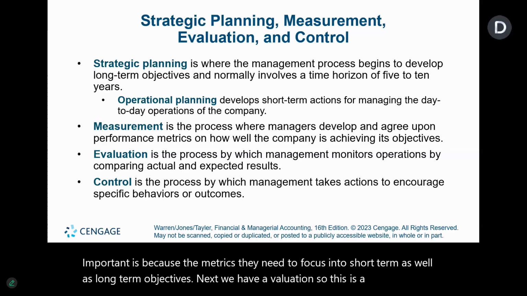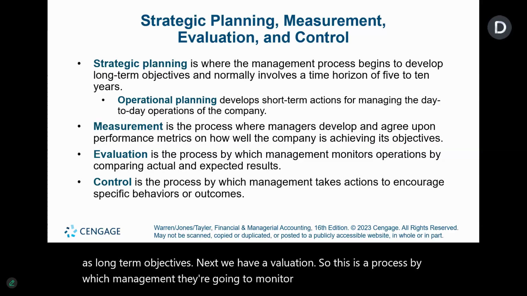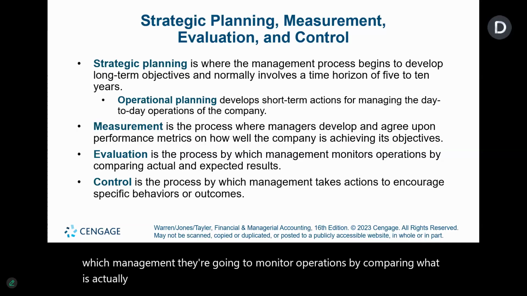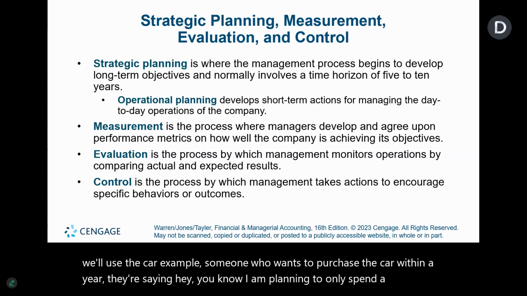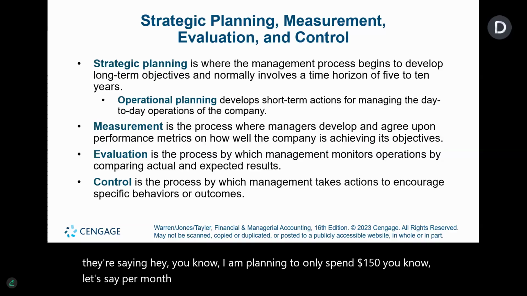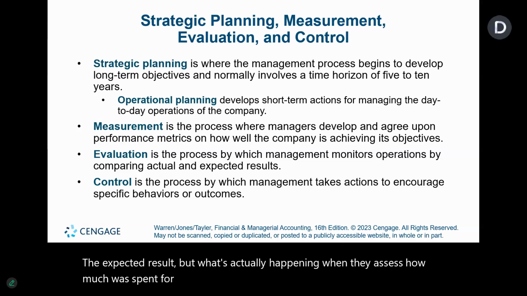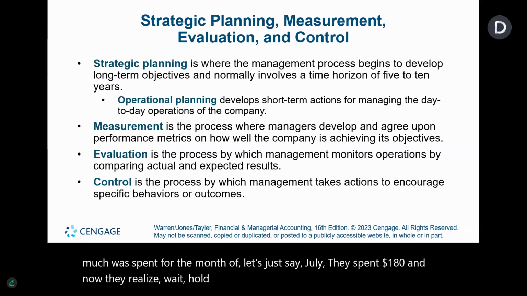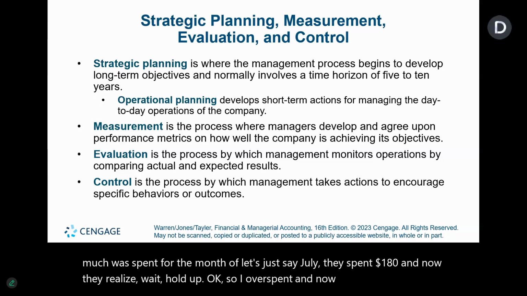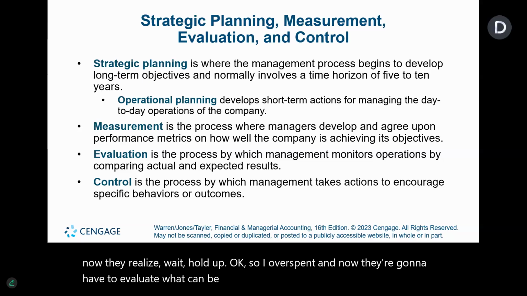Next, we have evaluation. This is a process by which management monitors operations by comparing what is actually happening versus the expected results. Let's use the car example: someone who wants to purchase a car within a year says, I am planning to spend only $150 per month on eating out. That's the budgeted, expected result. But when they assess how much was spent for the month of, let's say, July, they spent $180. Now they realize, wait, hold up, I overspent, and they're going to have to evaluate what can be done to essentially meet that goal.